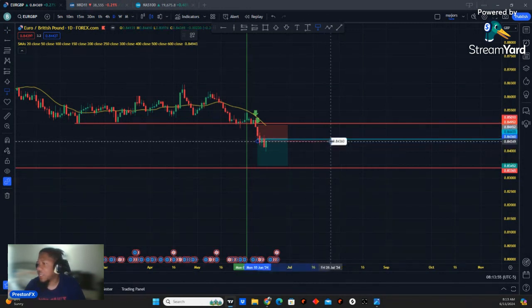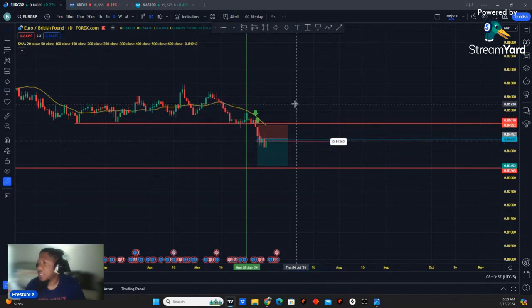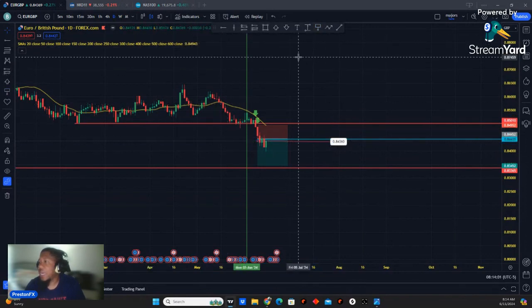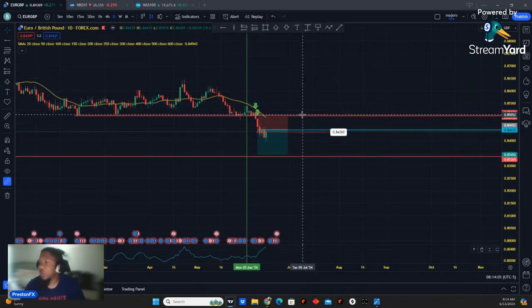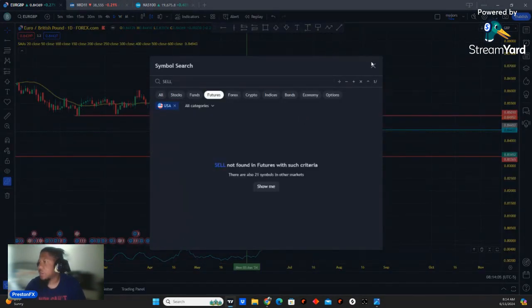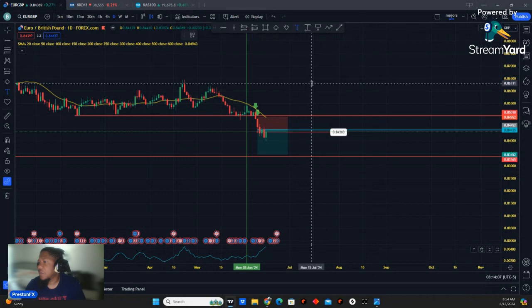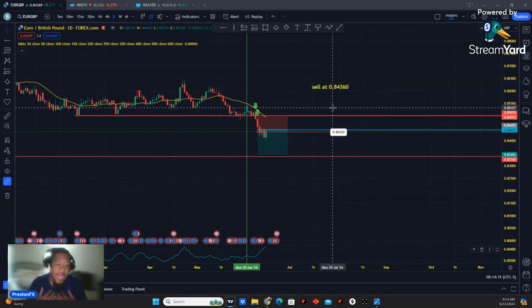It's just something I'm going to do. I said buy, but you can sell at. This is what I'm going to do. You do what you want to do. You can sell. All right, here we go. Sell at 0.84360. This is what I would do.